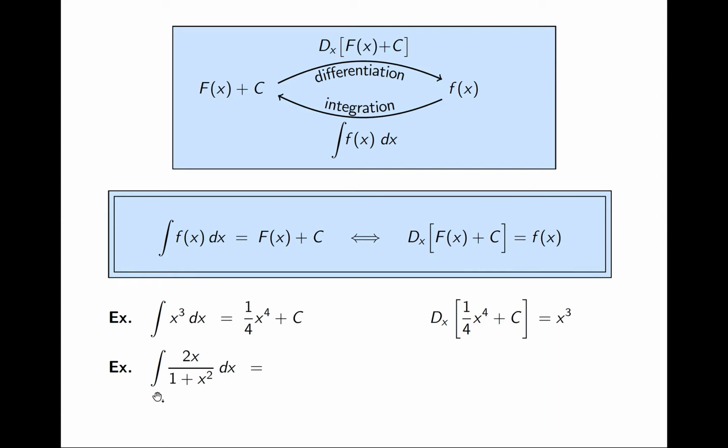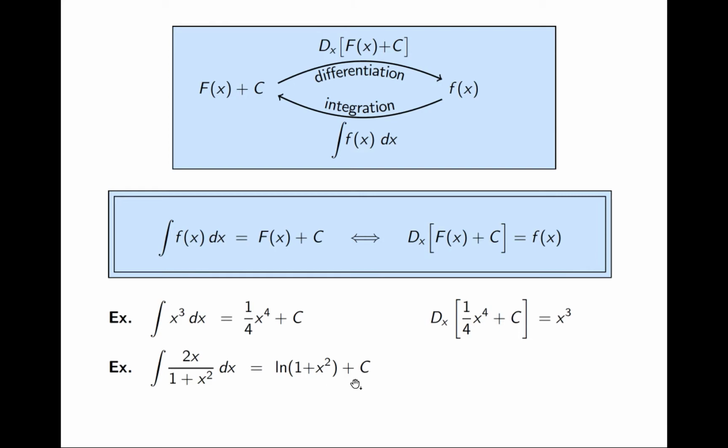Here's another example. The integral of 2x over 1 plus x squared dx. The answer is going to be a function plus c whose derivative is 2x over 1 plus x squared. And you might not think about it right away, or maybe you would, but the answer is ln of 1 plus x squared plus c.